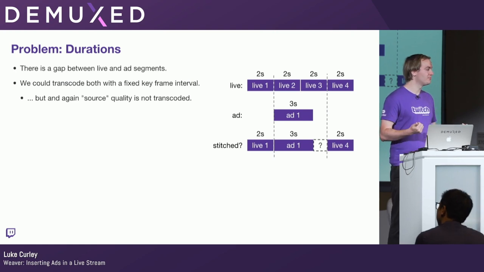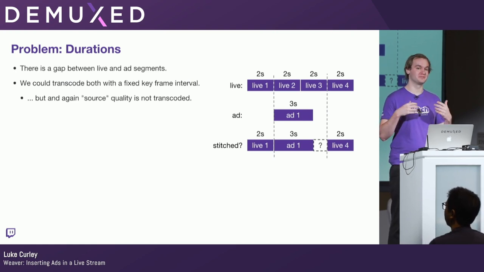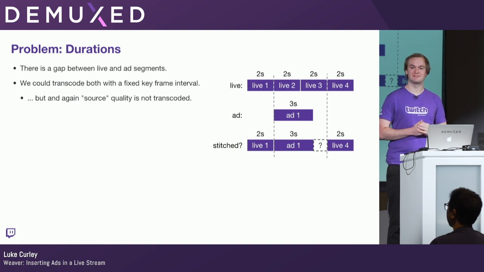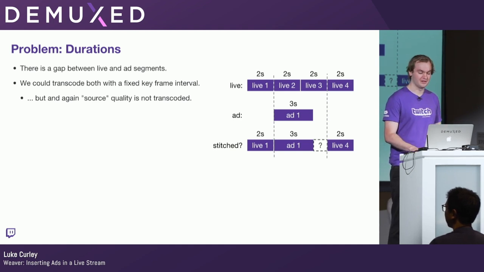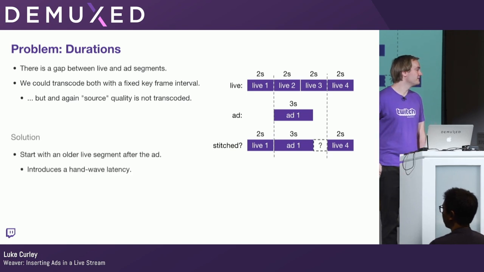Again, Twitch has this problem that we don't actually control the source encoding. So broadcasters can choose whatever keyframe interval they want. They can make segments wherever they want. And we just can't transcode in every possible permutation of those intervals.